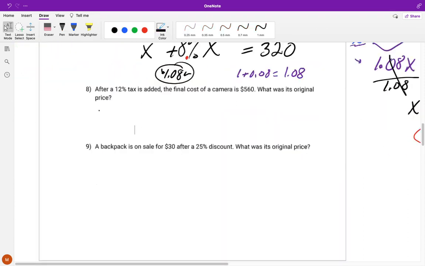So for 8, I'm going to show you 2 different ways of doing it. You can choose whichever way you want. It's up to you. So we can always do what we just did in the previous problem. After a 12% tax is added, the final cost of the camera is $560. What is the original amount?